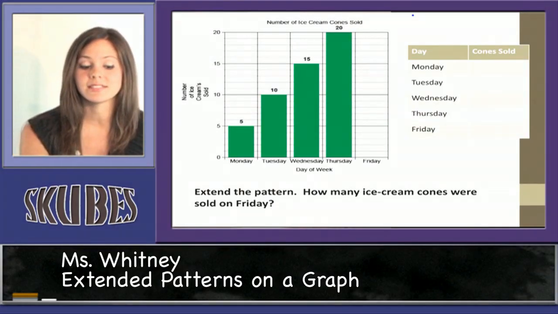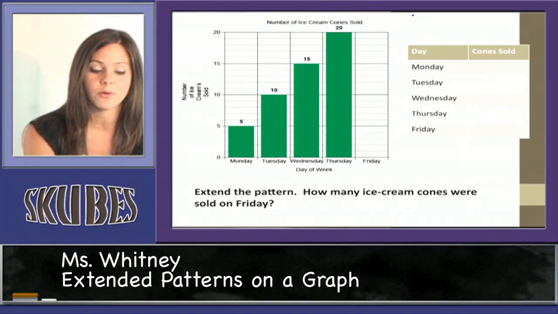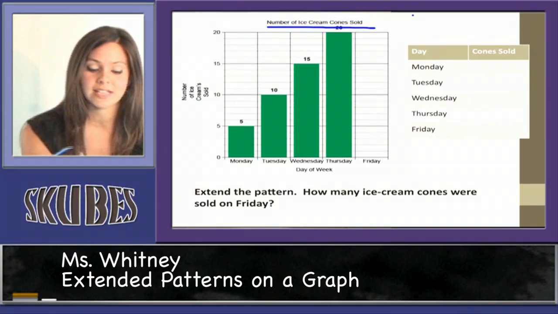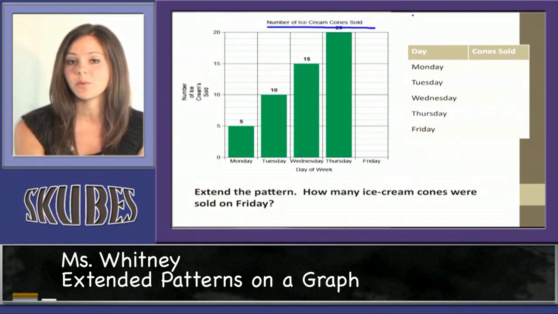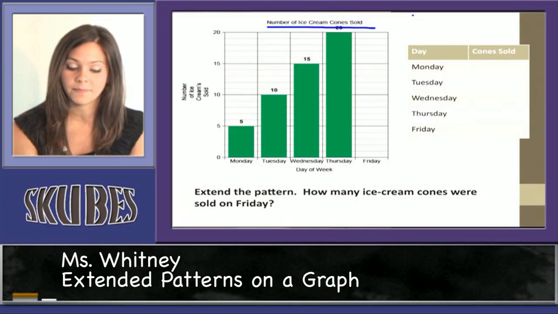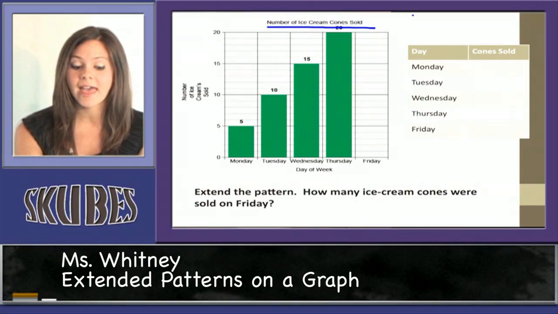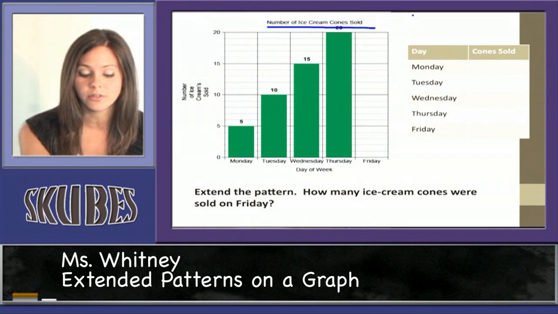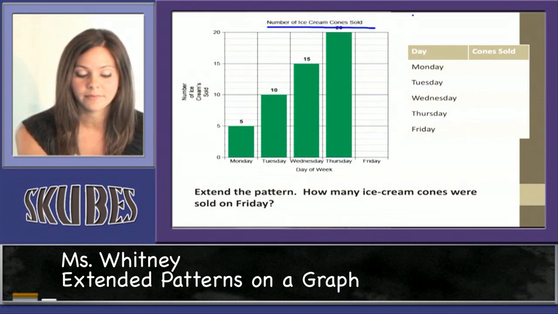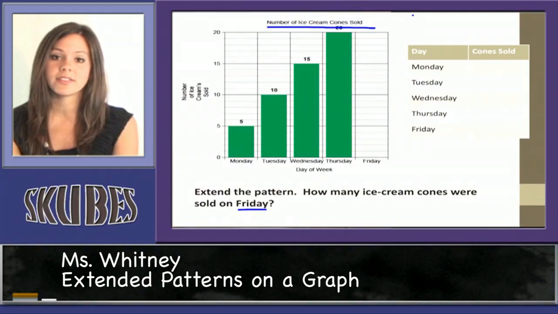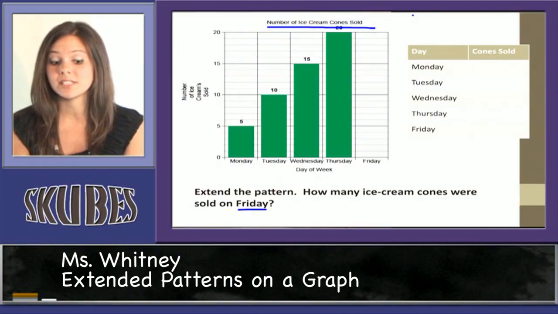This graph is telling us the number of ice cream cones sold on different days of the week. We have Monday, Tuesday, Wednesday, Thursday, and Friday. Our question asks us how many ice cream cones were sold on Friday. So in order to fill this answer out, we need to fill out our T-chart.